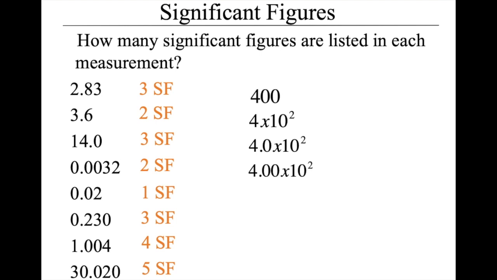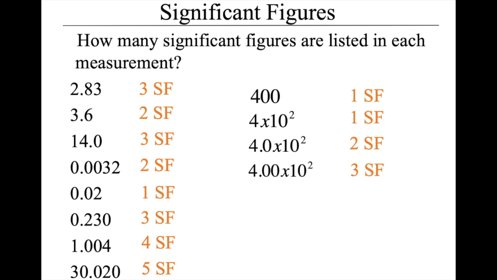The first one, just 400, has 2 zeros that, if written in scientific notation, would go away. That is just 1 significant figure. On the second one, other than the power of 10, the only digit we see there is the 4. That's 1 significant figure. On our third one, we have added a 0.0, and so that's a trailing 0 to the right of the decimal. That's 2 significant figures. And on our last one, we have 2 trailing zeros to the right of the decimal, and that makes that 3 significant figures.